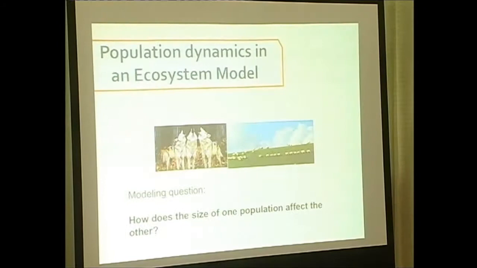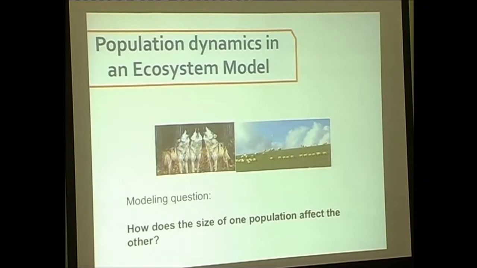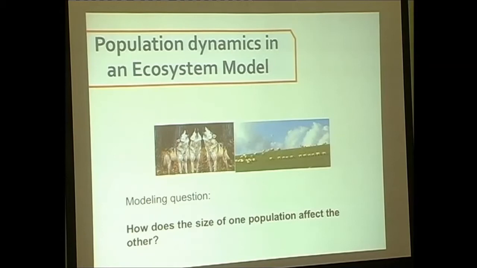Population dynamics in ecosystems. So imagine that we have some sheep wandering around being peaceful. We have this rolling pack of wolves, hungry wolves. A question that we might be interested in is, how does the size of one population affect the other? What do you guys think? What would be your intuition for, if you have a lot of sheep and you don't have that many wolves, how would they affect each other?